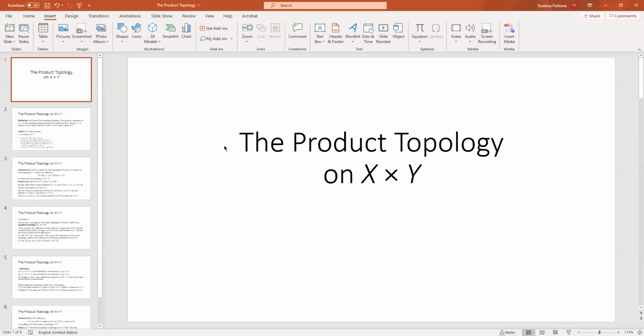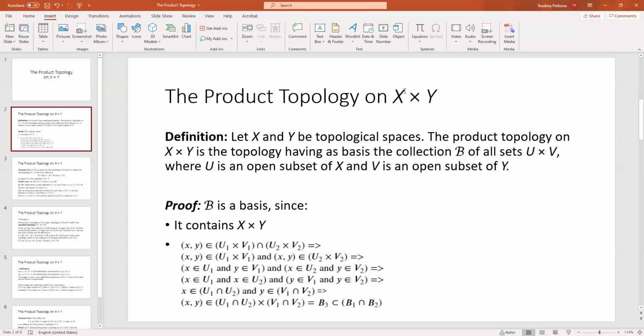Okay, so my part is about the product topology on X cross Y. So we start with the definition of the product topology on the cross product of two sets. If X and Y are topological spaces, their product topology on X cross Y is the topology having as basis the collection B of all sets U cross V, where U is an open subset of X and V is an open subset of Y. So now we have to prove that B is a basis.